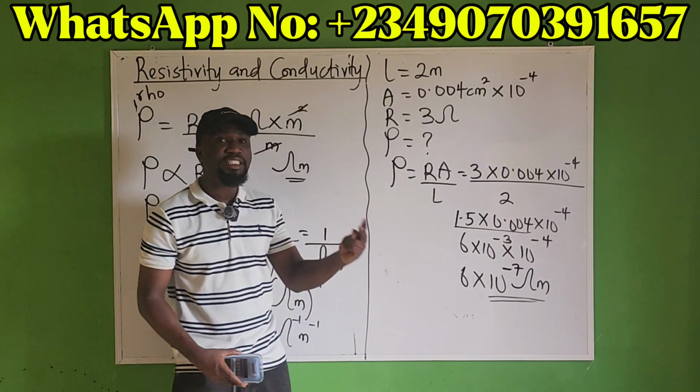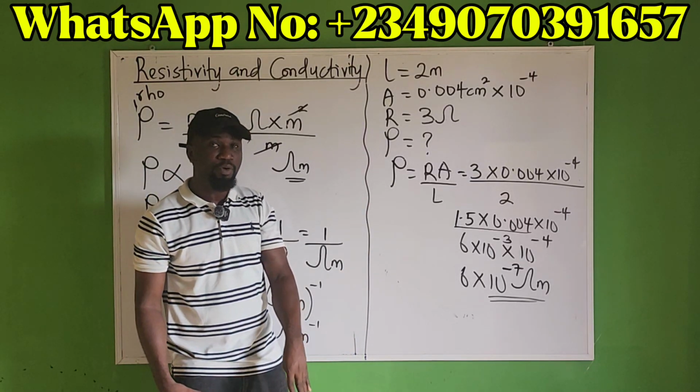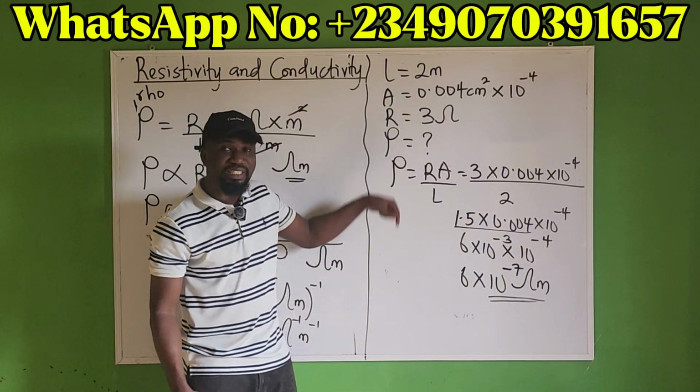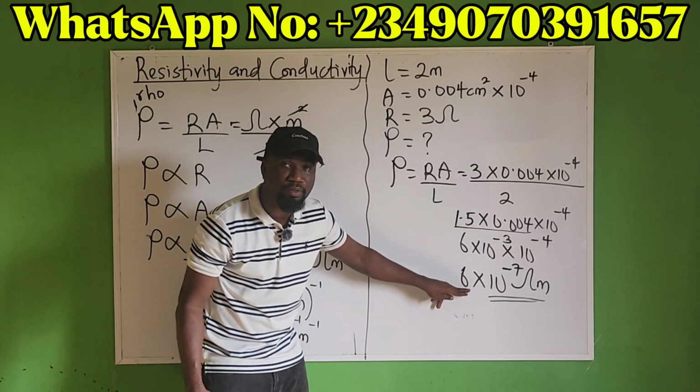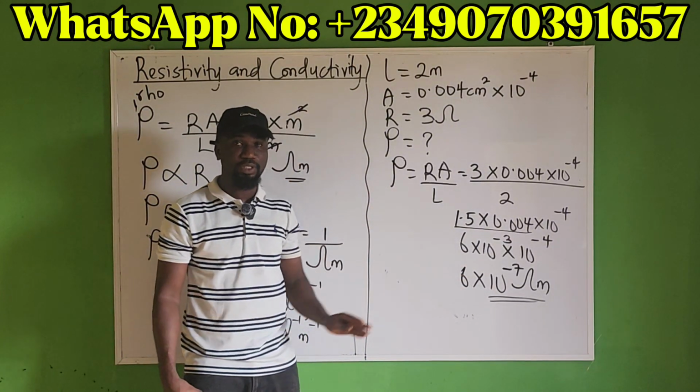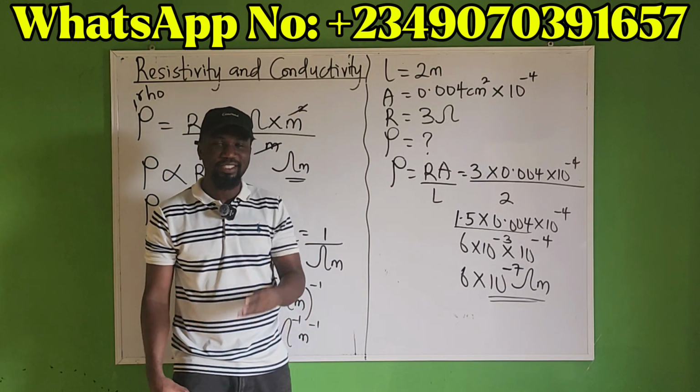So if you now want to get the conductivity, that will give us 1 divided by this value. Do you understand? All right.